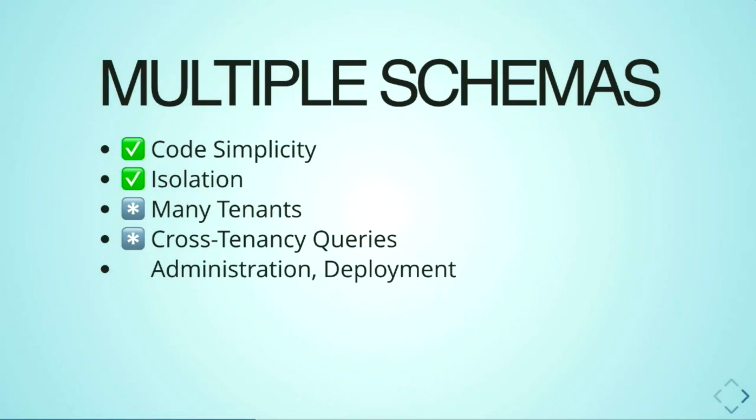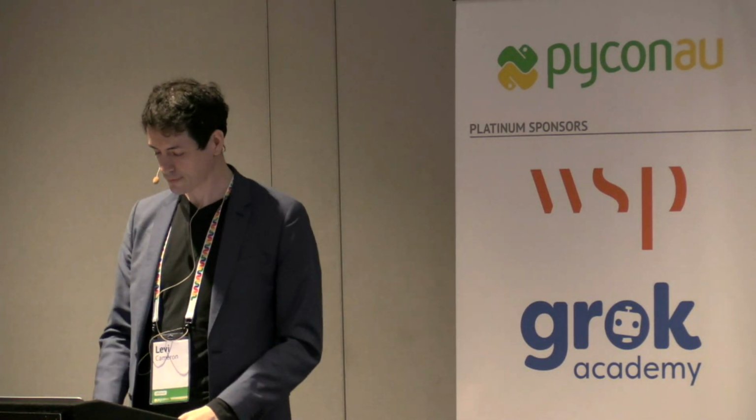And cross-tenancy queries are now possible. Because your data all sits in the one database, you can actually query multiple schemas at once. It's a bit ugly because what you effectively do is select from this tenancy, union this tenancy, union this one, union this one, union this one, and if you've got 10,000 tenants, that's a really, really big query you're going to be running. And the administration deployment situation is a little better.